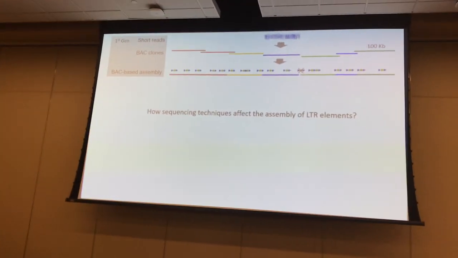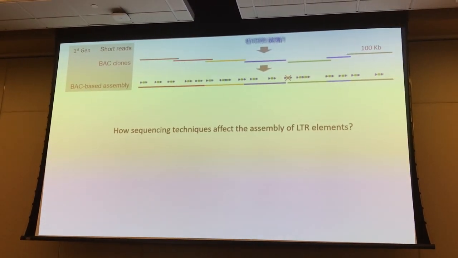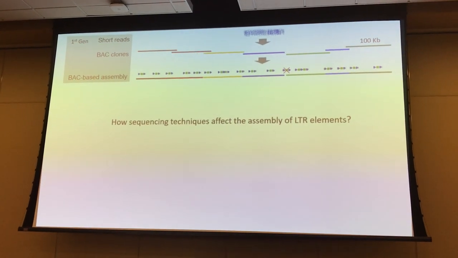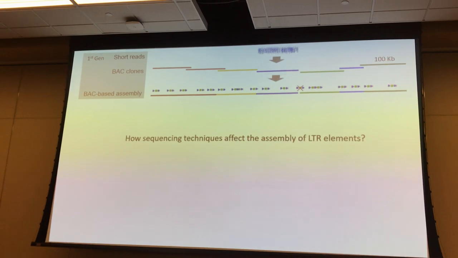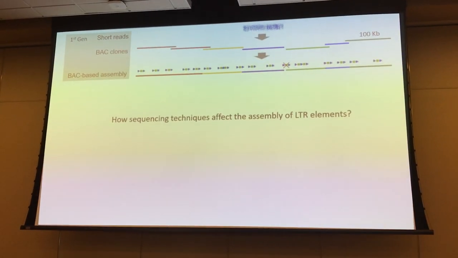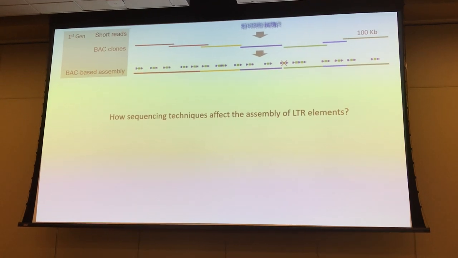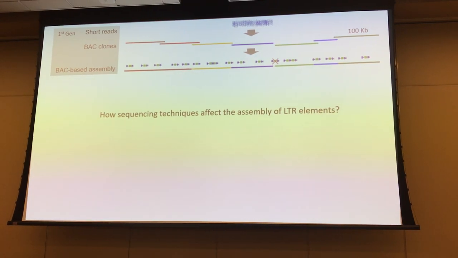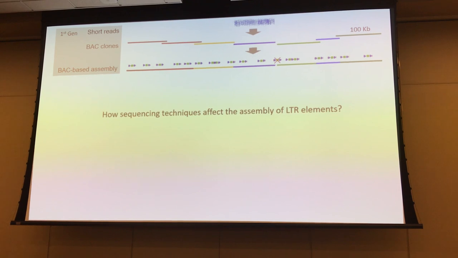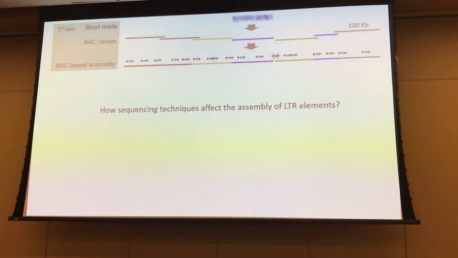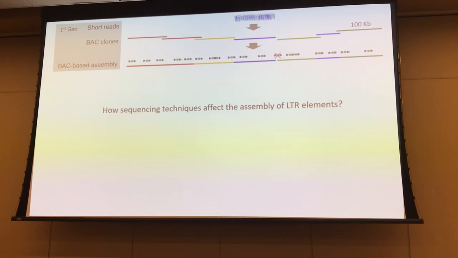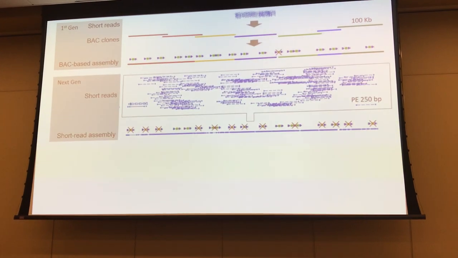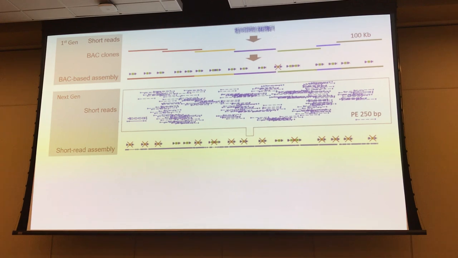So how do sequencing techniques affect the assembly of LTR elements? This is the first generation sequencing, or BAC-by-BAC sequencing. Basically, people chop the entire genome into multiple BAC clones, each about 100 kilobases. For each BAC clone, they sequence it with multiple techniques and then assemble it based on a physical map, so that the assembly is of really high quality. But if the LTR, as shown here, is spanning a physical gap that is not covered by these clones, you will not have this LTR assembled.